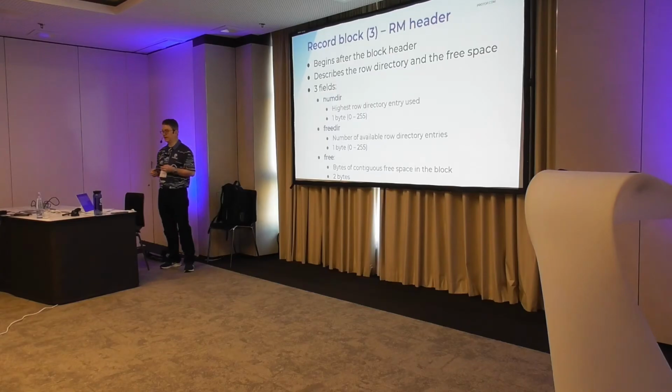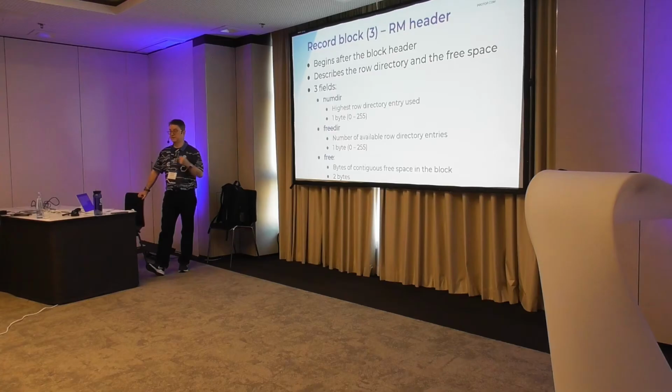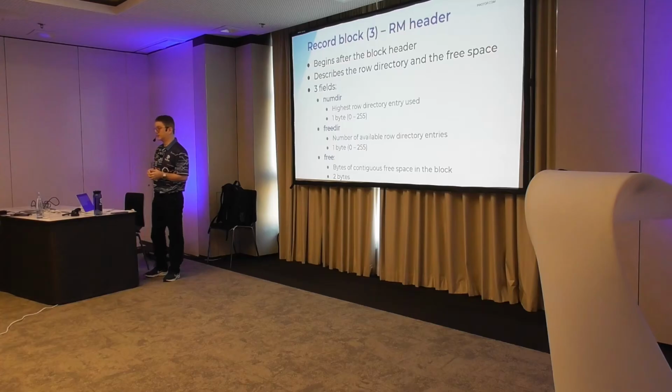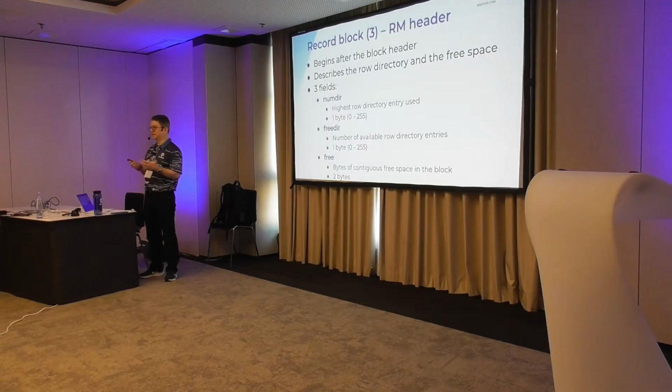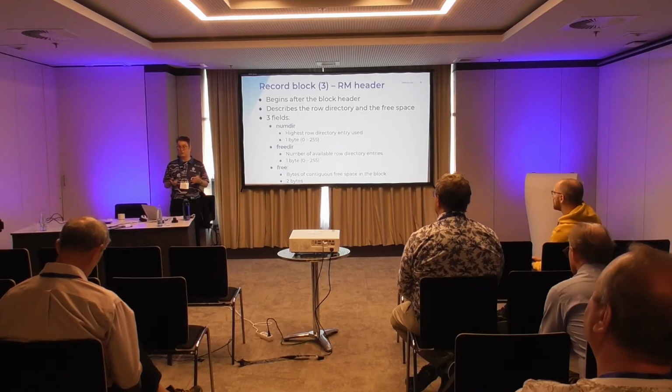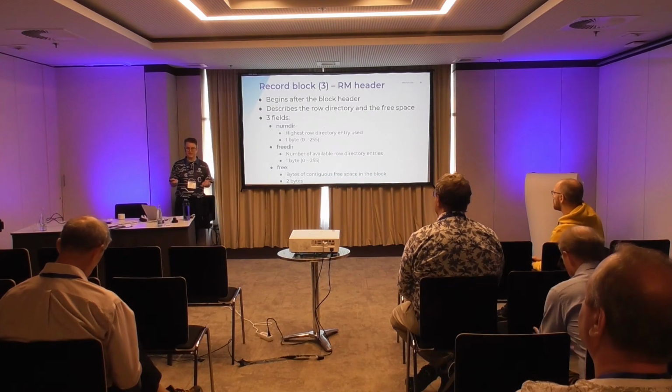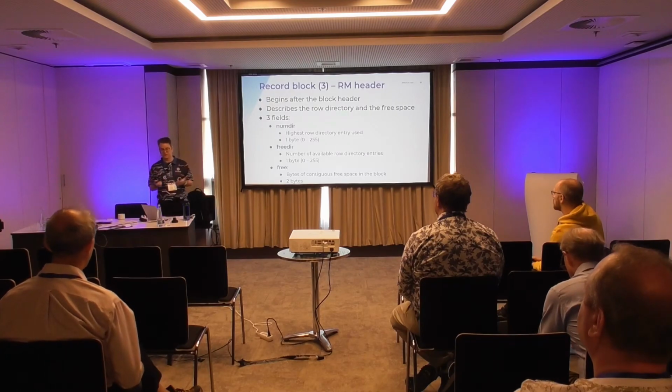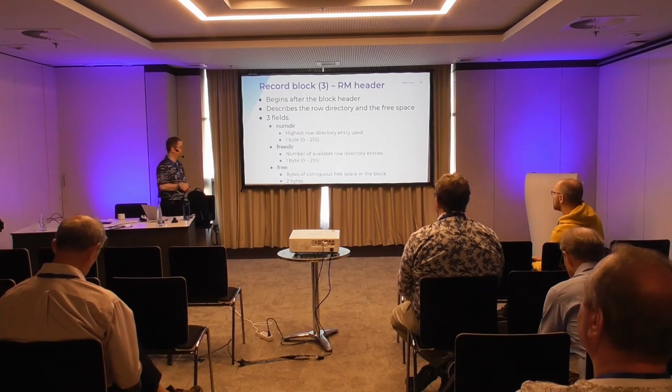Numdir describes the highest numbered used row directory entry, not the number of row directory entries that are in use, as the name might suggest. And freedir is the number of available entries. So this is part of what the storage engine uses when it's making a decision about where to store a new fragment, and it evaluates a record block to see, could I put this fragment here? It's looking at, does it have available directory entries? Does it have available free space? And again, free just describes the amount of free space left in the block, the whole chunk, including the create limit.